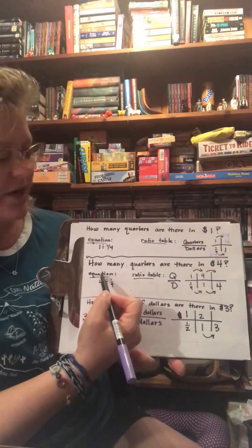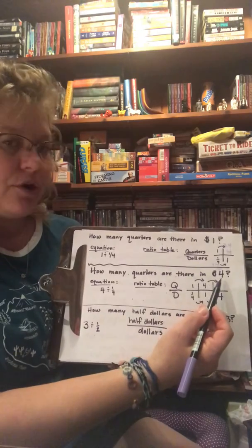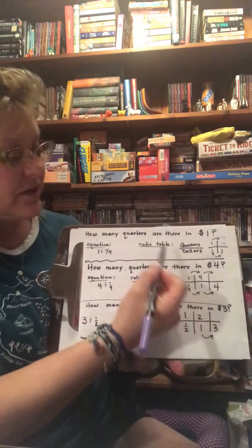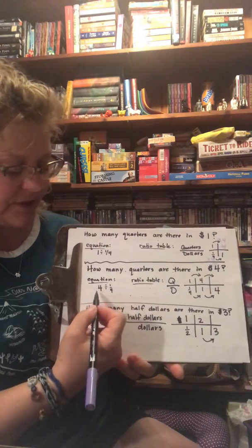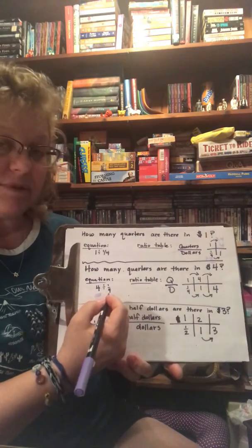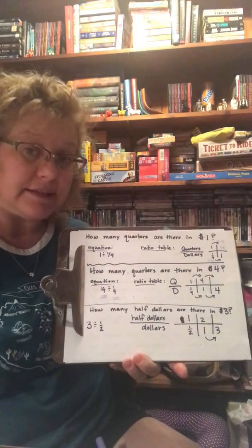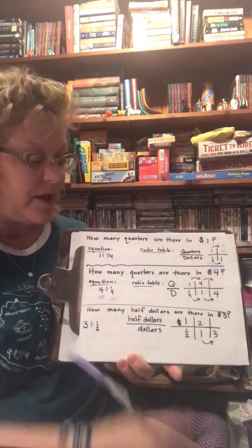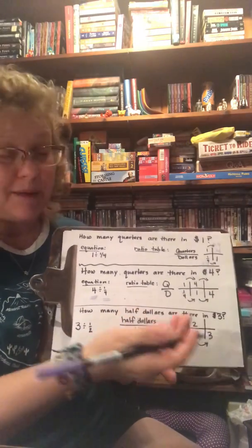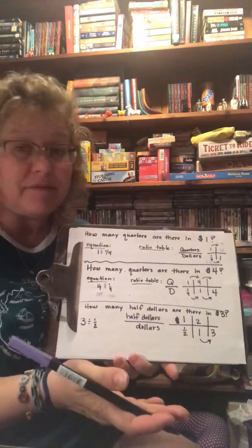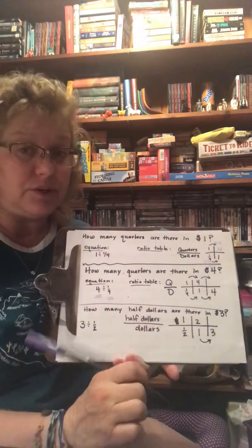So the next question asks, they bumped it up and they said, how many quarters are there in $4? So we're still going to use the same ratio table, and I'm going to start with my equation first. $4, I'm dividing that. I want to know how many quarters I can get in $4. So instead of writing out quarters and dollars this time, I put a Q and a D. I'm okay if you're doing that in your books. I'm never going to look at it. Whatever system works for you is perfect as long as you remember it.